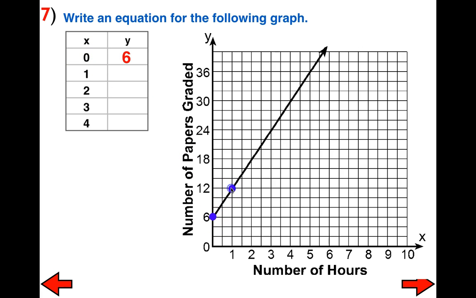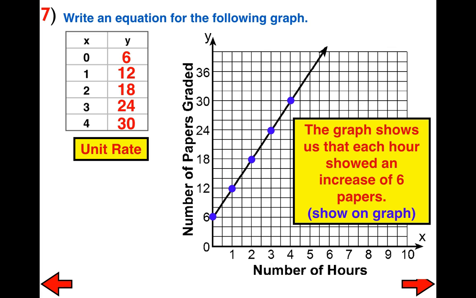Here I see 1, 12. Over here I see 2, 18. Here 3, 24, and here 4, 30. So at this point, I'm going to determine the unit rate by looking at our graph. It looks here that it's going up 6 papers for every, here it says 1 hour.